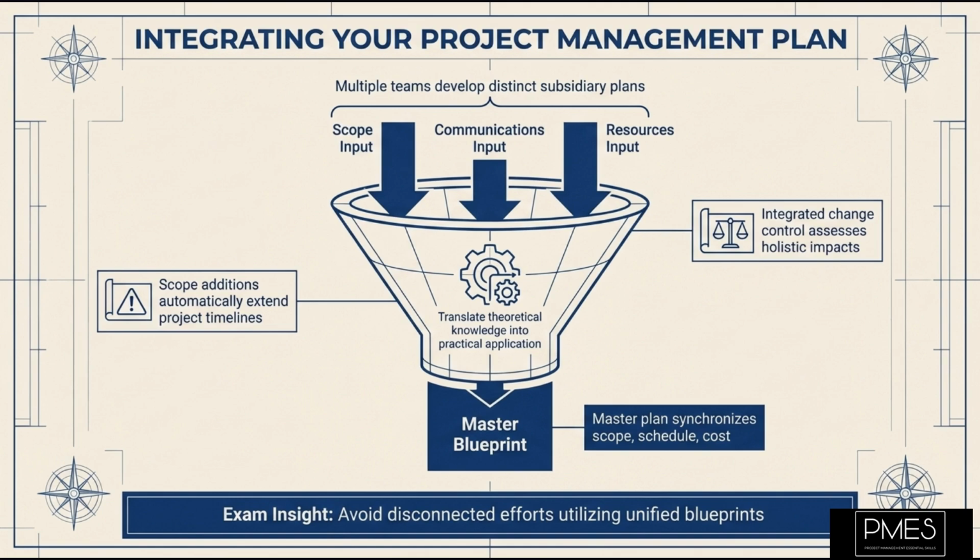If the content team decides to add 3 new modules, this change to the scope management plan immediately impacts the schedule management plan by extending timelines, and the cost management plan by increasing development expenses. The project management plan, through integrated change control, ensures these impacts are assessed and approved holistically, maintaining a unified project direction. This avoids disconnected efforts and ensures everyone is working from the same integrated blueprint.